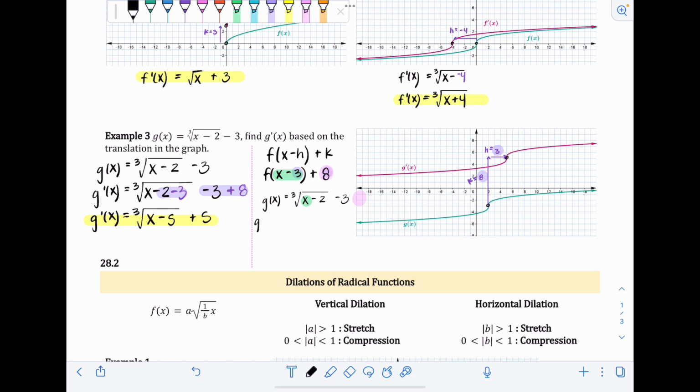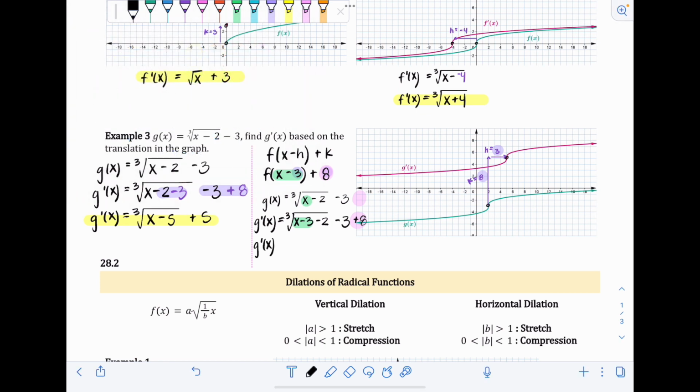So then g prime of x would be the cubed root of, I have to replace x with x minus 3. So x minus 3. And then everything else inside the radical would stay the same. So I'd bring down the minus 2, and then I would have the minus 3 outside the radical. And then to go up 8, I would have to add that 8 to the very end of the function. And then now I would simplify.